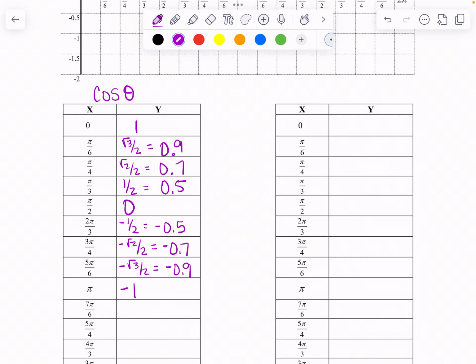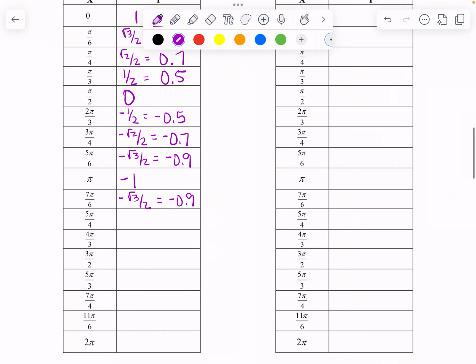Pi is negative 1. 7 pi over 6, negative root 3 over 2, so negative 0.9. Negative root 2 over 2, so negative 0.7. 4 pi over 3 is negative 1/2. 3 pi over 2 is 0. 5 pi over 3, back to positives, 1/2. Root 2 over 2. Root 3 over 2. And finally back to 2 pi, which is 1.